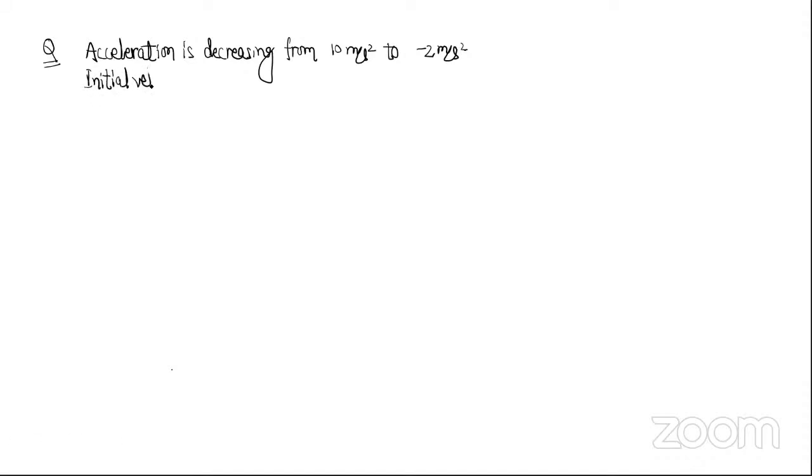Acceleration is decreasing from 10 meter per second square to minus 2 meter per second square. Initial velocity is 20 meter per second. What is happening to velocity?